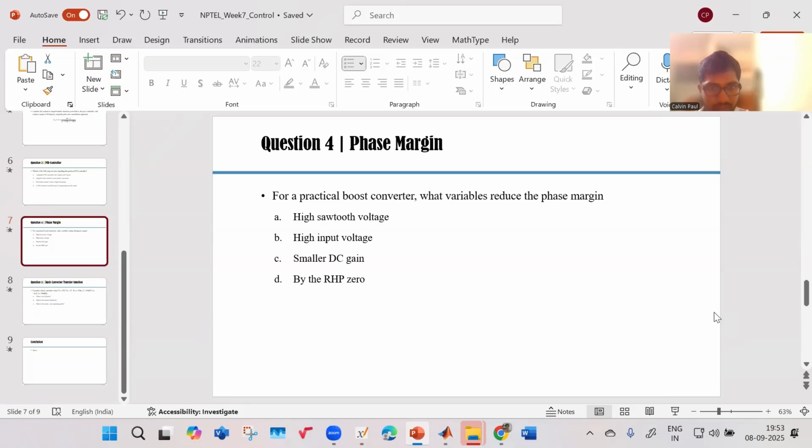Then the third option: smaller DC gain means the Bode plot will shift downwards, so the phase margin will increase. So that is not correct. Smaller DC gain is not correct. So option C is not correct.